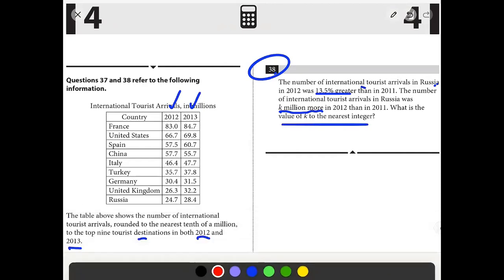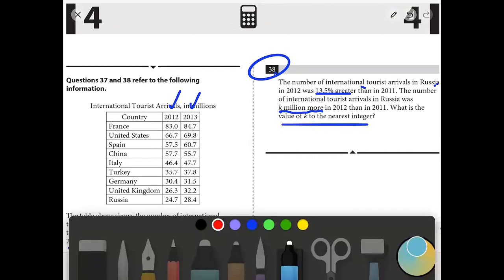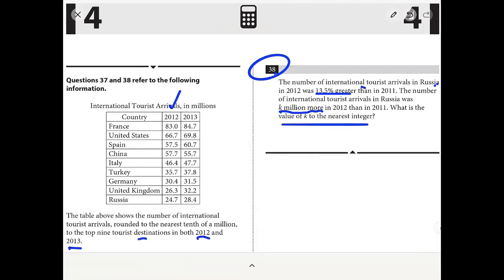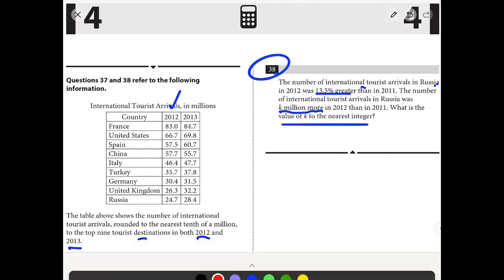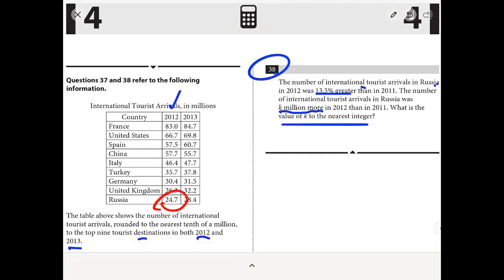All right, so what are we looking for? What we're looking for is we're going to be using Russia. We're going to be using this number right here. Russia in 2012 was 24.7 million. We don't know what 2011 is. That's what we're going to have to figure out. And then we're going to take the difference to answer our question.